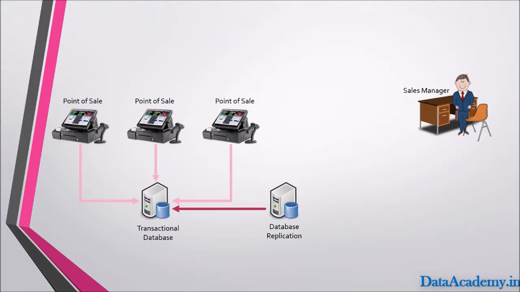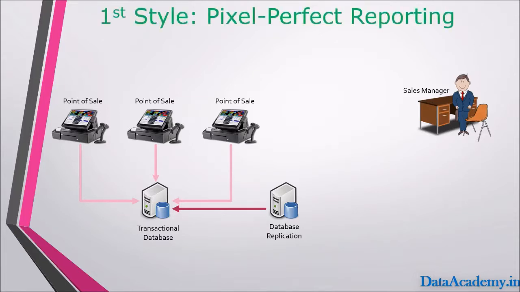So next we will look at how some more of these problems can be solved. Here is where we introduce the first style of reporting called pixel perfect reporting. Now we bring an IT team into the picture. An IT team represents the development team who are responsible for the upkeep of the database, for writing software solutions to solve business problems.